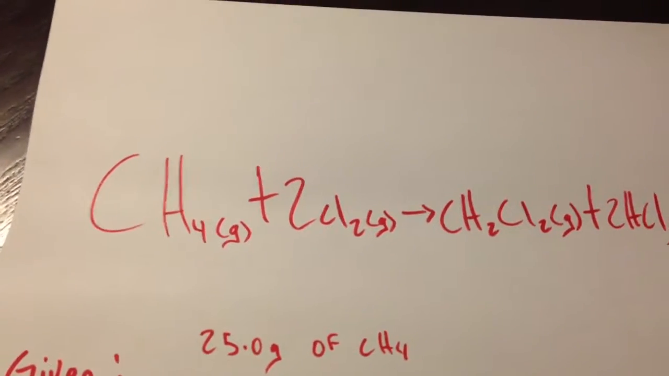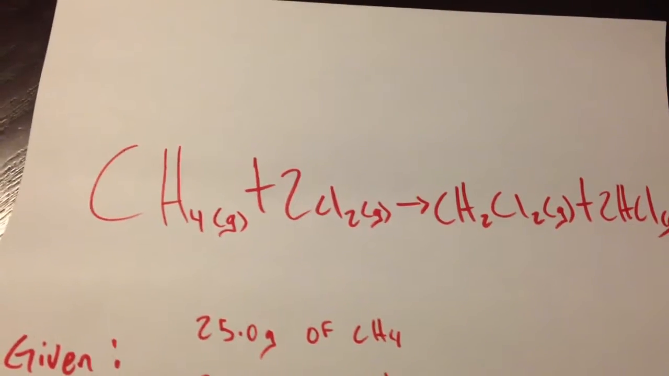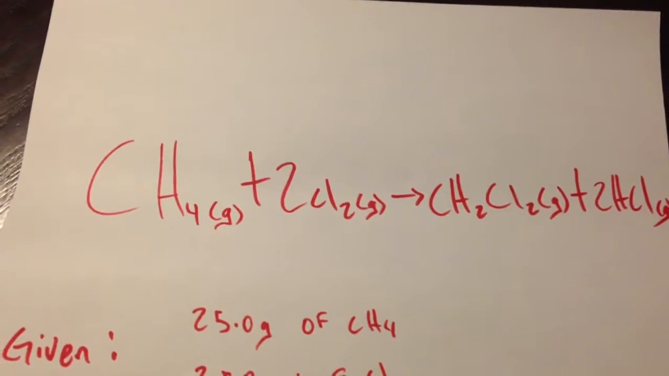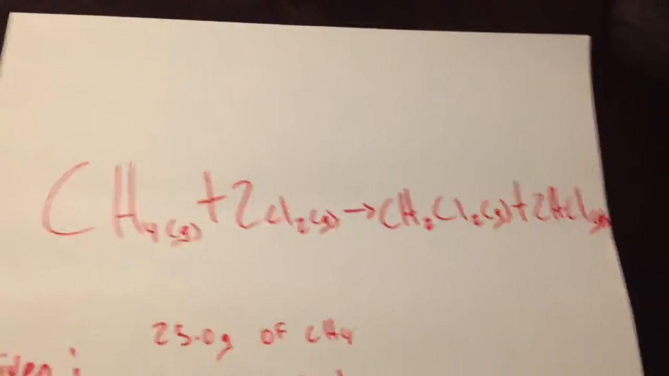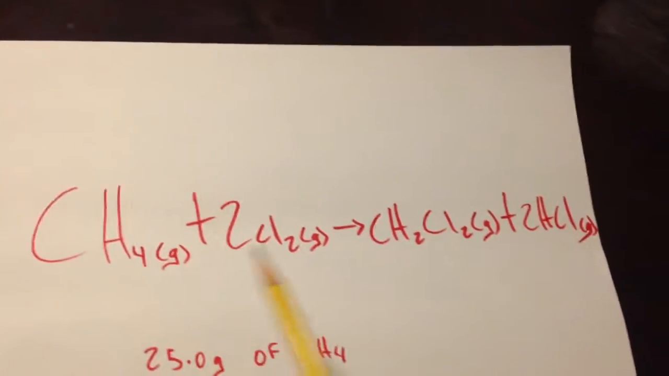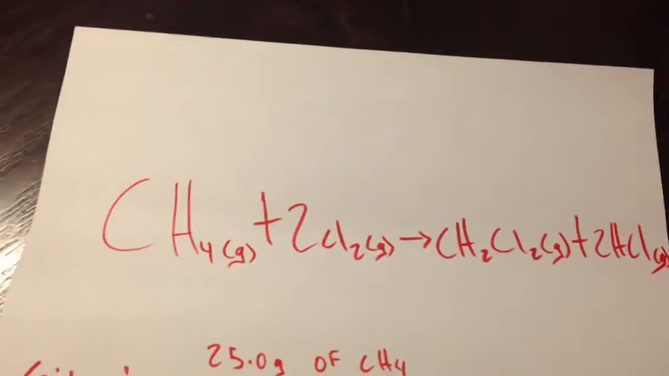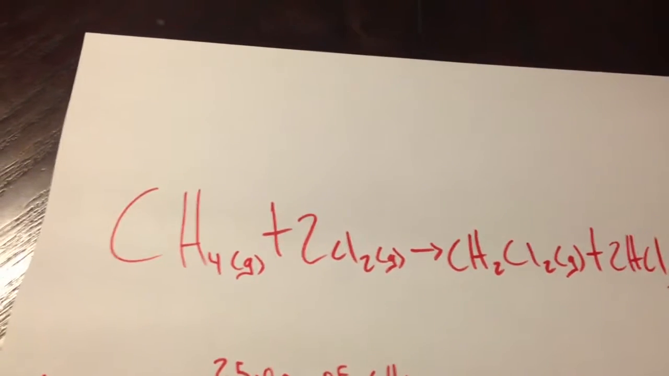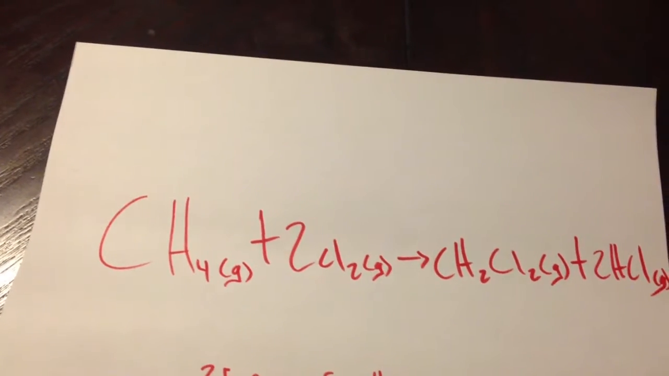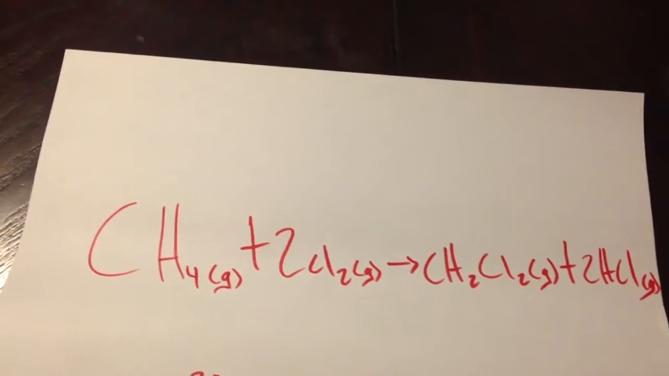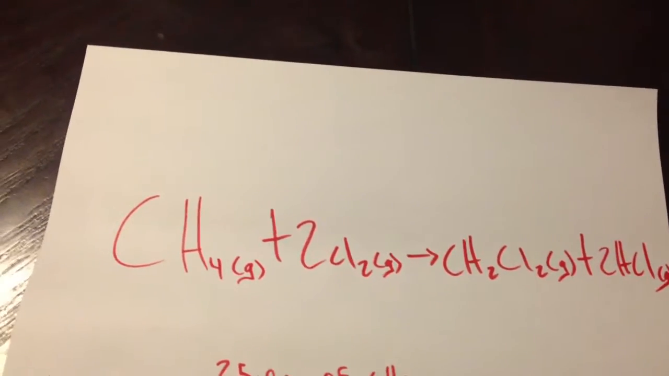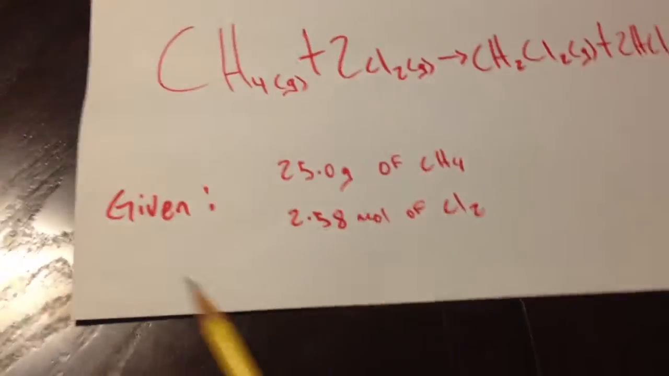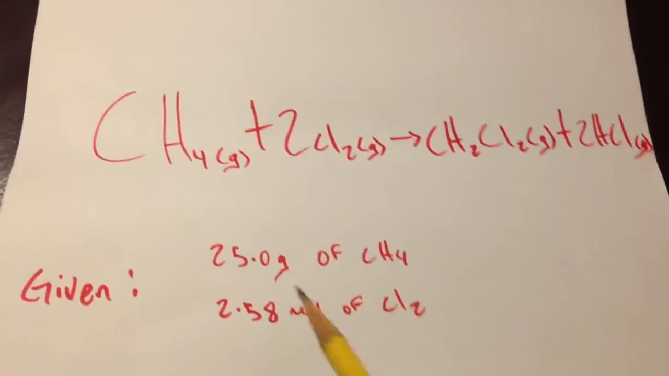Our problem says methane gas reacts with chlorine gas to form dichloromethane and hydrogen chloride, as shown in the reaction. And this right here is our reaction. The problem also states that a 25-gram sample of methane gas is placed in a reaction vessel containing 2.58 mole of chlorine. And this is our given.